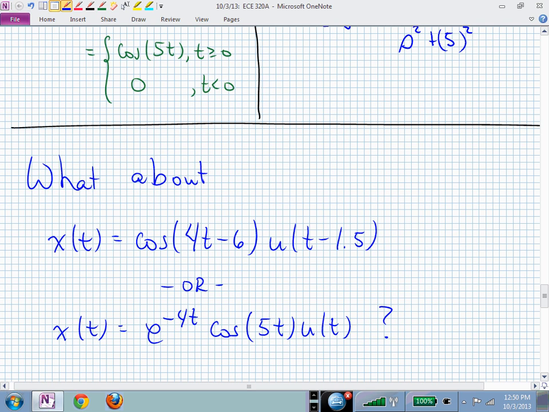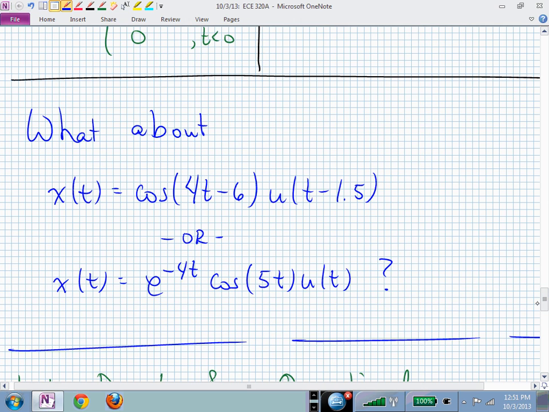The second one, these aren't equivalent. The second example is, okay, I know how to transform a cosine, but now you've exponentially decayed that cosine. Now you have some signal. It looks more like that. It's a cosine that gets damped by e to the minus 4t. What's the transfer function of that going to look like, or the Laplace transform of that?